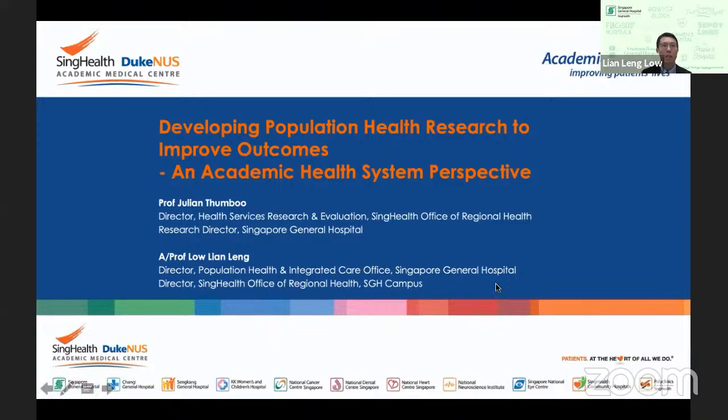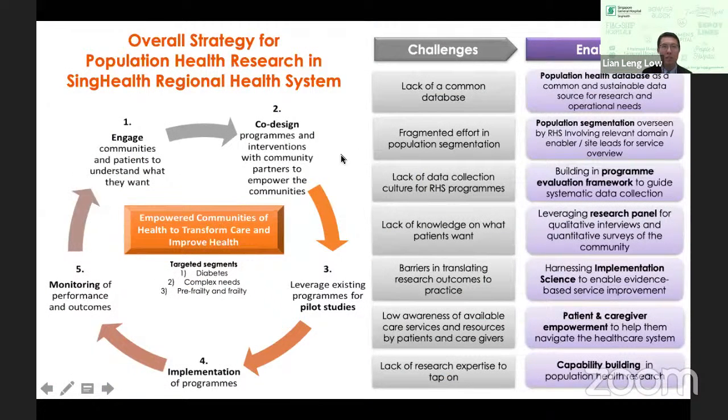Next slide, please. So the SingHealth Regional Health System, or RHS for short, manages the population in the eastern part of Singapore. This is a population of about 1.4 million. And the regional health system has been driving the development of population health research in our academic medical center through a very iterative process that involves the community in the co-design of programs and the research agenda. So very critically in developing the research priorities, we wanted to engage our key stakeholders, and these are the communities and the patients that we are serving, to deeply understand their needs and then co-design programs and interventions with them with the purpose of empowerment and activating the communities.